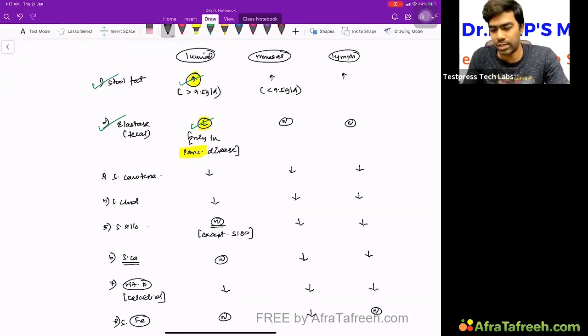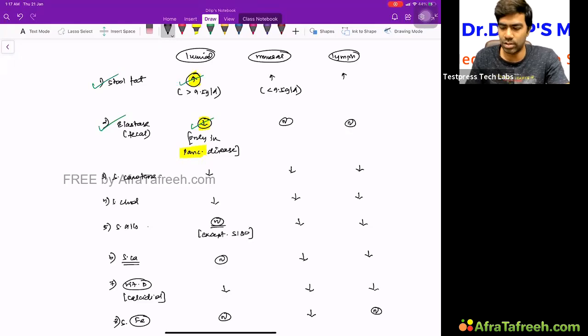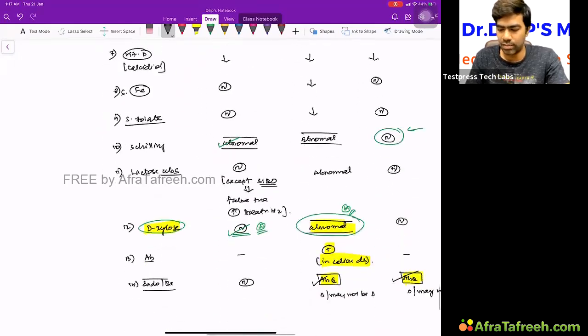In a celiac disease patient, you will have a high stool fat, but it will not be very, very high like in pancreatic disease. There is normal fecal elastase, abnormal D-xylose, and abnormal Schilling test. So this is how you tell it's a celiac disease. This is the final take-home point.